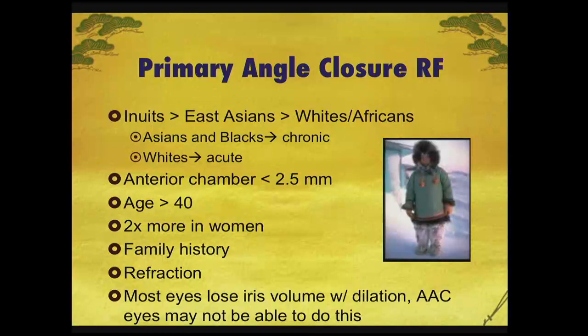Age over 40, because the lens gets fatter, so that's shrinking the anterior chamber depth. Women tend to have smaller anterior chambers with the same size lens. Family history, refraction. Hyperopes tend to have smaller anterior segments, although myopes can as well. And then this last fact is just from the theory that Harry Quigley put out about why angle closure happens. It's actually a dynamic process. Most eyes, when the iris dilates, the iris actually loses volume. But it's thought that eyes that end up having an acute angle closure attack aren't able to lose that volume. So that's why they end up with the attack.